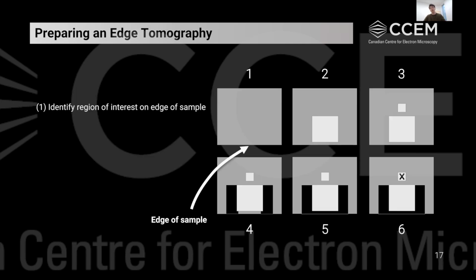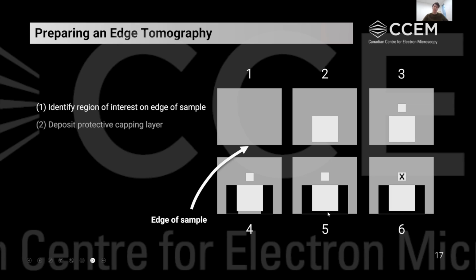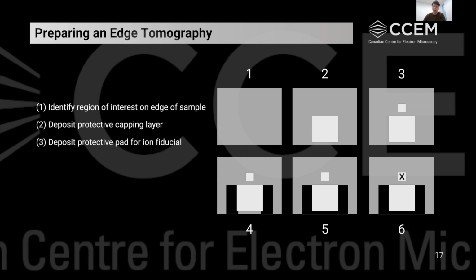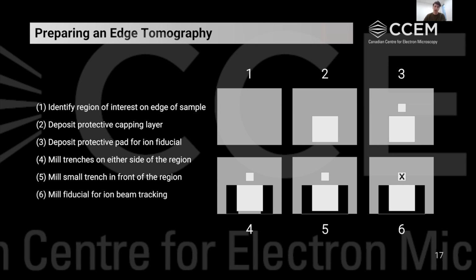If we're preparing an edge tomography, the workflow is very, very similar. It's just that this primary deposit has to be placed as close to the edge of the sample as possible, and we're only removing a very small amount of material in front of that volume of interest. So again, we deposit the protective capping layer, we deposit the fiducial pad, we mill trenches on either side, we remove that small trench in front of the region of interest to expose that cross-sectional face, and then we mill our fiducial for that ion beam tracking.